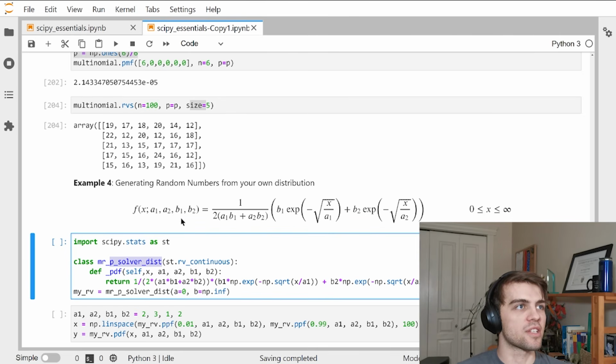So here's a distribution here, f of x, and the parameters are a1, a2, b1, b2. And the distribution looks like this, and it's 2 decaying exponentials with the square root of x, from 0 to infinity.